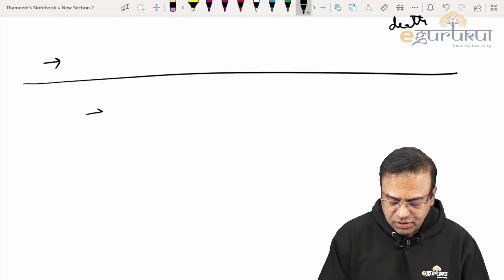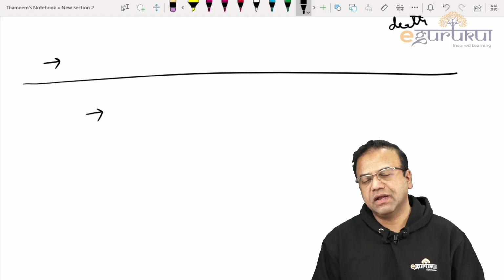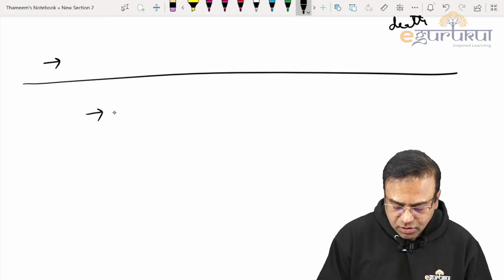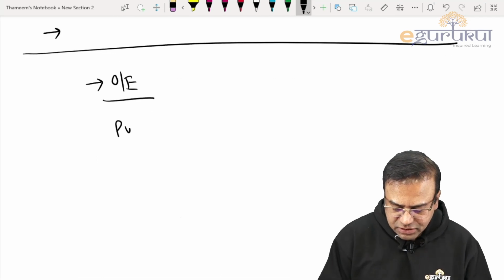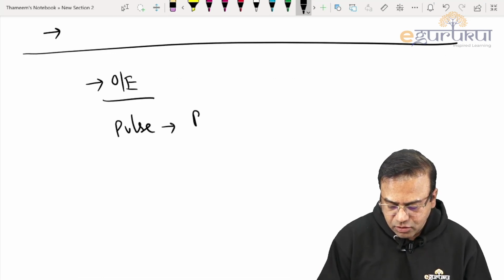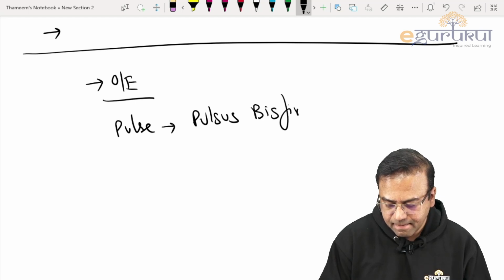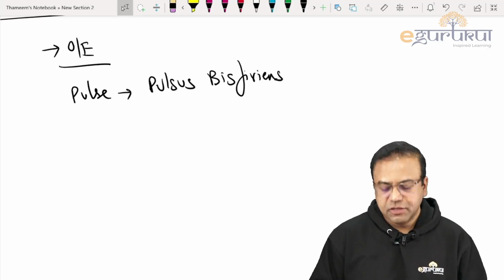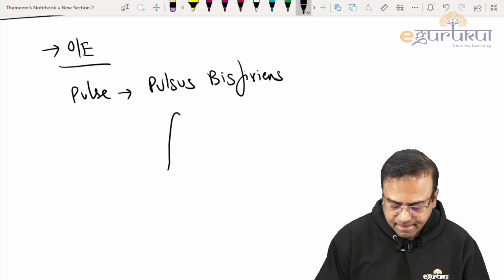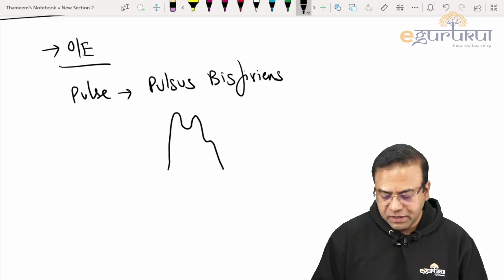Before we discuss the investigations, let's finish off the clinical examination. If you look at the examination, the pulse in these patients, you get something called pulsus bisferiens. This pulsus bisferiens is two peaks that are occurring.